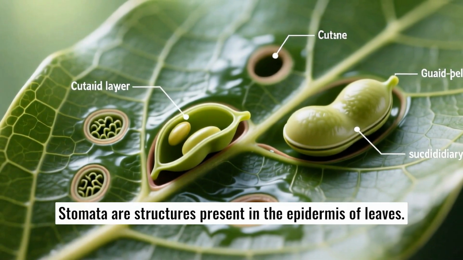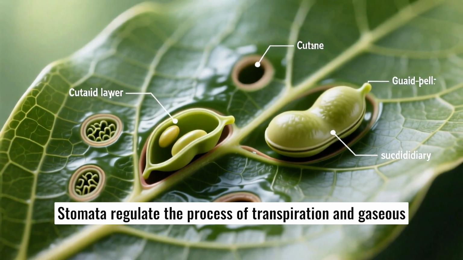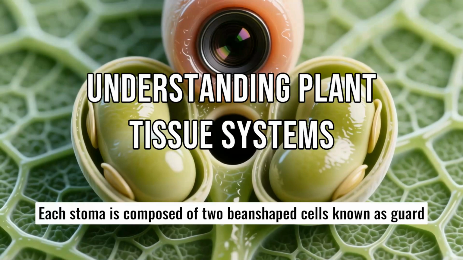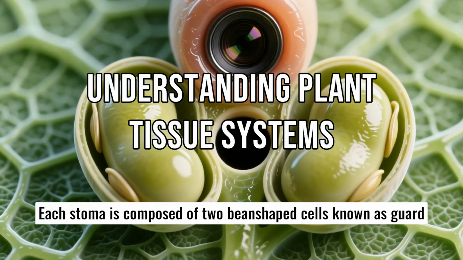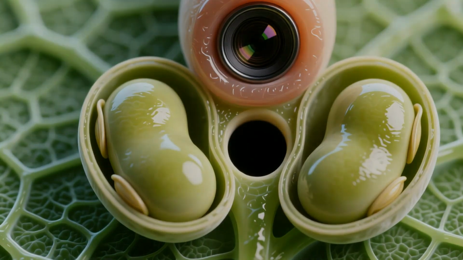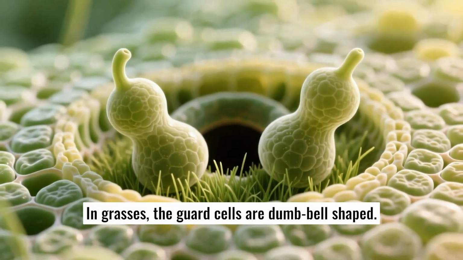Stomata are structures present in the epidermis of leaves. Stomata regulate the process of transpiration and gaseous exchange. Each stoma is composed of two bean-shaped cells known as guard cells which enclose the stomatal pore. In grasses, the guard cells are dumbbell-shaped.